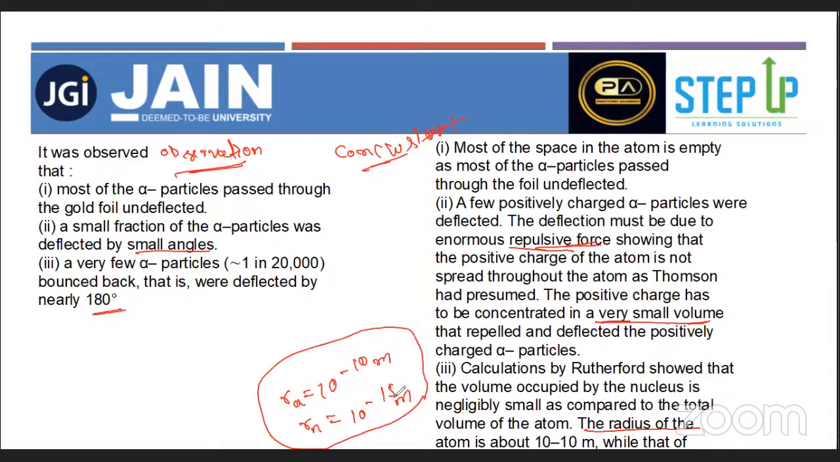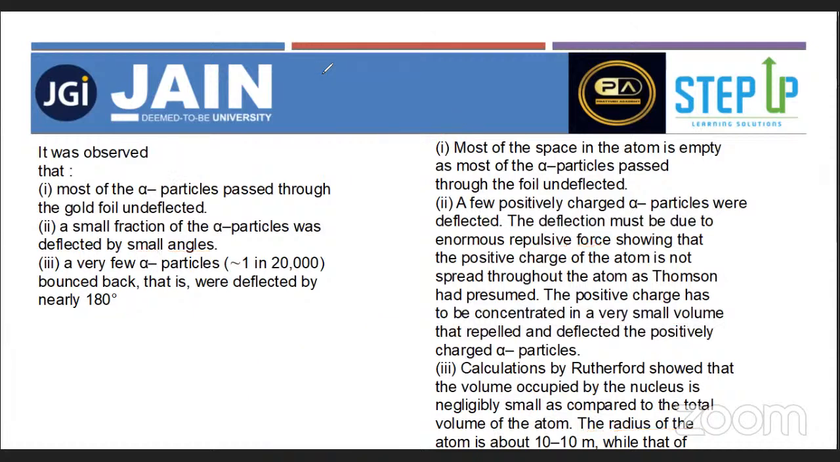This ratio, maybe they can ask you the ratio of the radius of the nucleus to the radius of the atom, or the radius of the atom to the radius of the nucleus. Okay. So up to this, there's no problem. Now, what problem happened? Everything was fine. What Rutherford said was the same thing that was told by Thomson, and the same thing Rutherford proved as well.